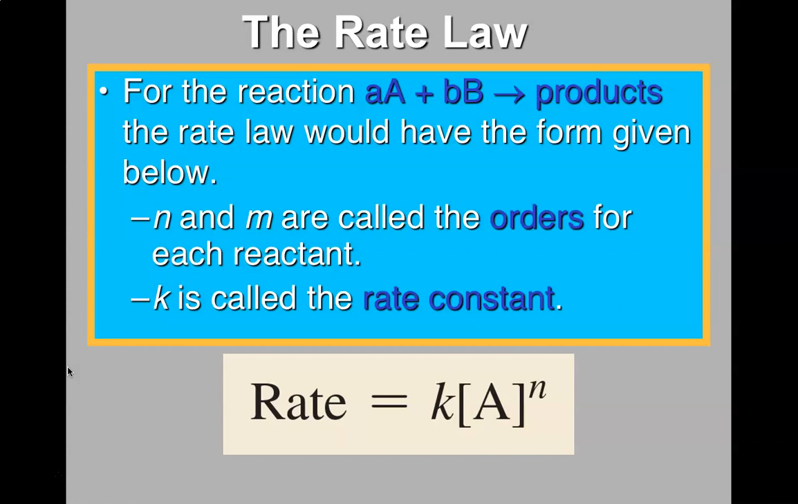Honestly, it doesn't matter what exponent letter you use, x, y, z, a, b, c, g, h, i, doesn't matter, as long as it's not the same as something else, and if you have more than one reactant. But all rate laws have this general formula of rate equals the rate constant times the concentration raised to some power.